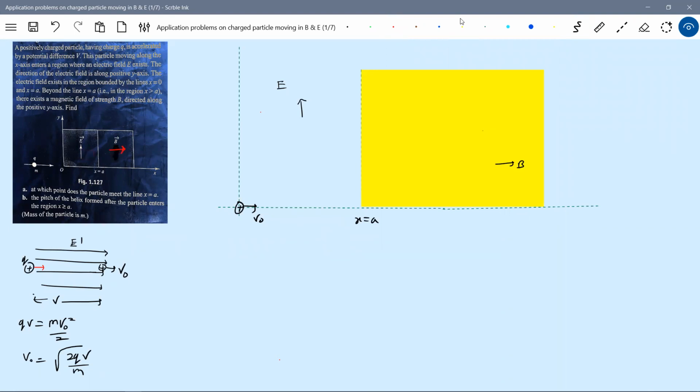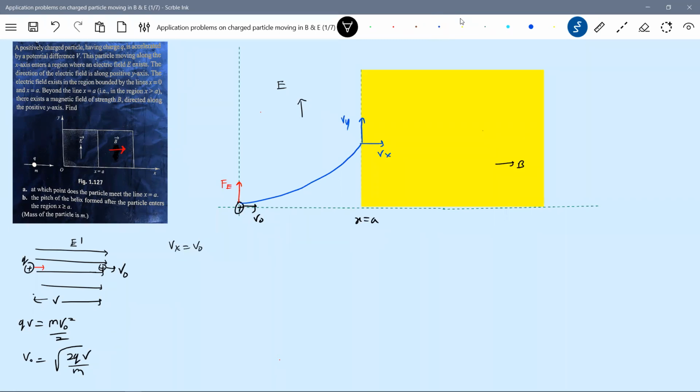Now, what is the force that will act? Electrostatic force Fe will act. Because of this, the charged particle is going to describe a parabolic path. By the time it arrives here, it will have Vx and Vy. So what is Vx? Vx must be equal to v naught, because the horizontal component of velocity will not change.